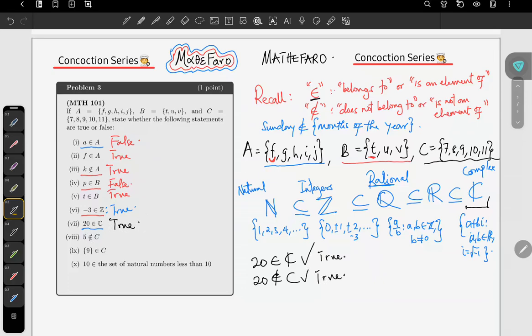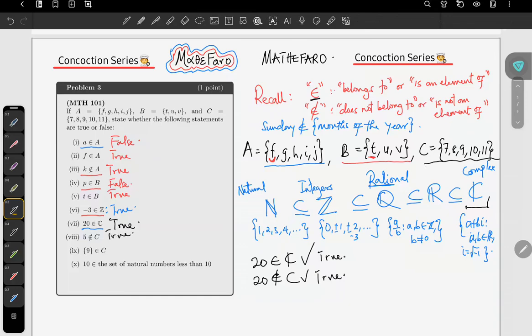The next one, 5 is not an element of C. In this case, C is talking about the C given to us in the question, and truly 5 is not an element of that set. So it means this is true.